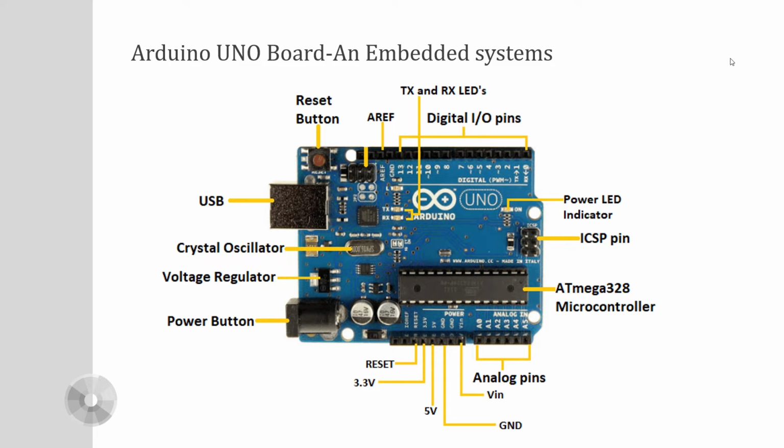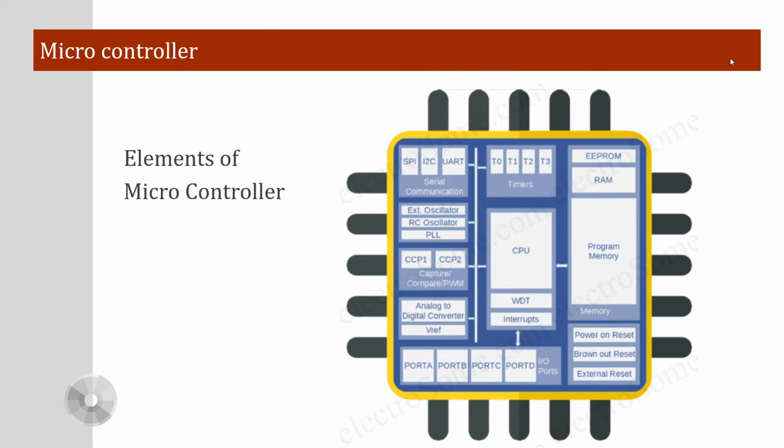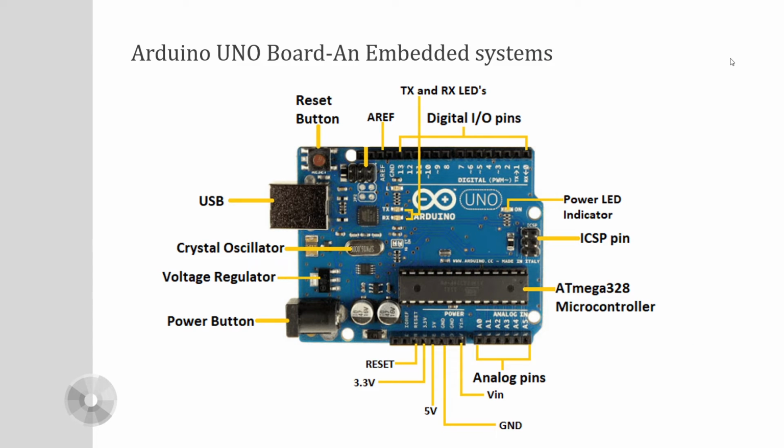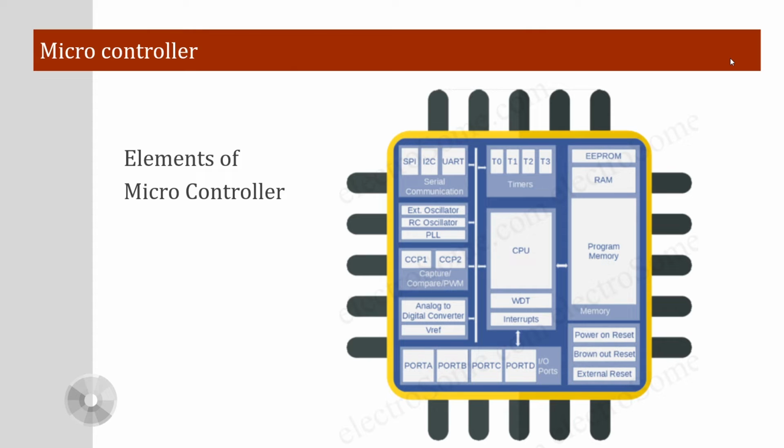Next, we come to the microcontroller. The microcontroller that we used in the Arduino board is the ATmega 328 microcontroller. There are many microcontroller series, and the one we used in the Arduino board is the ATmega 328. A microcontroller is a compact integrated circuit designed to govern a specific operation in an embedded system. It consists of many components and peripherals. It includes a processor, also called a CPU, and a memory.